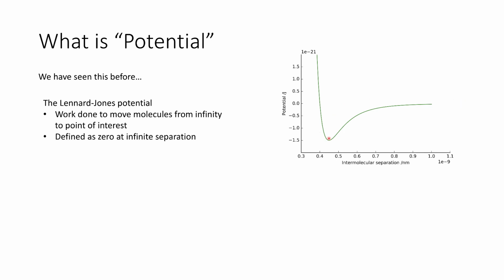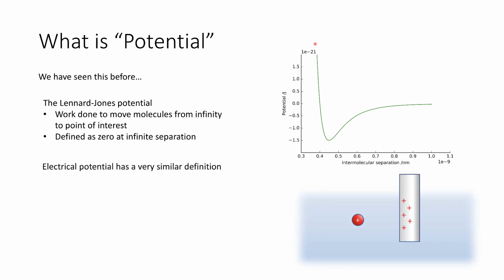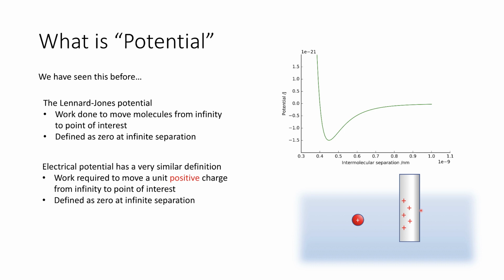So we have a negative potential, which is our minimum, and we can have a positive potential where we're putting more and more energy in. Electric potential has a very similar definition. It looks at the work required to move a unit positive charge from infinity to a point of interest. So if we have a positive charge at infinity and we want to bring it close to a positive electrode, we have to put energy in. That means this electrode has a positive potential. We have to do work to bring a positive test charge close to it. Again, it's defined at zero at infinite separation, so everything is based on that.